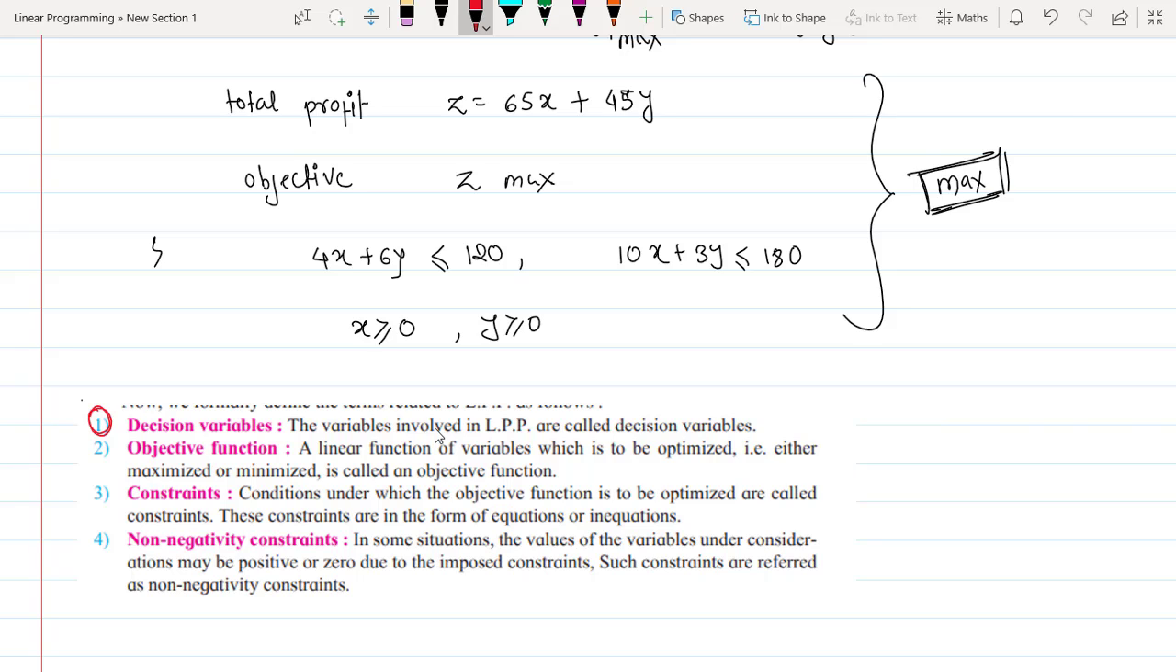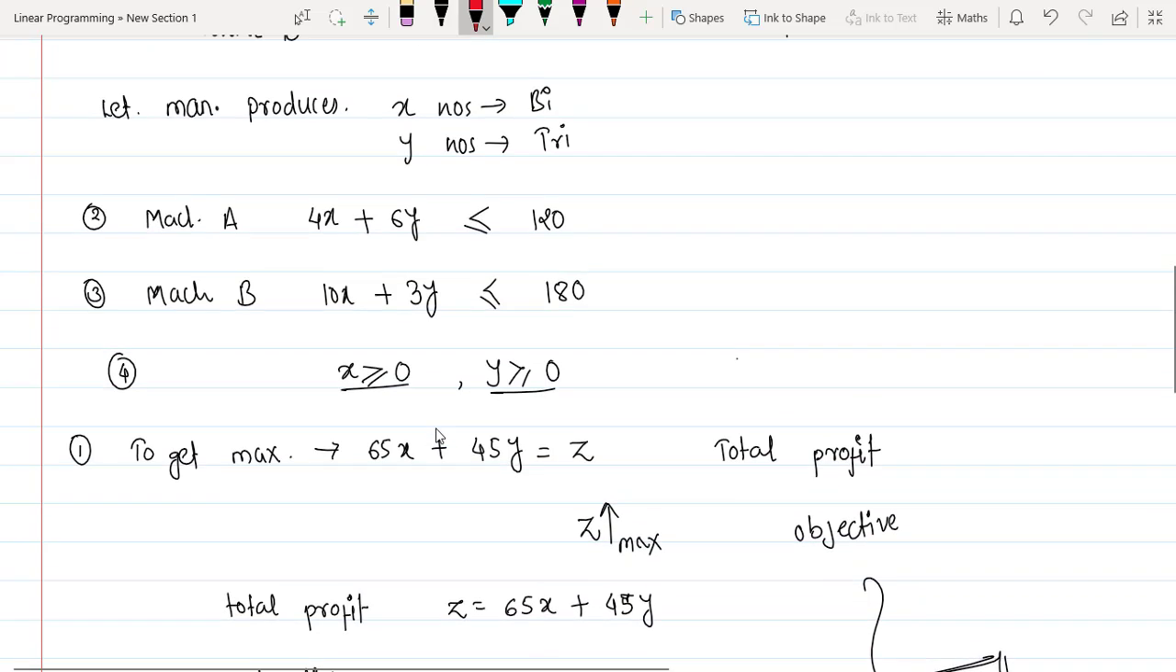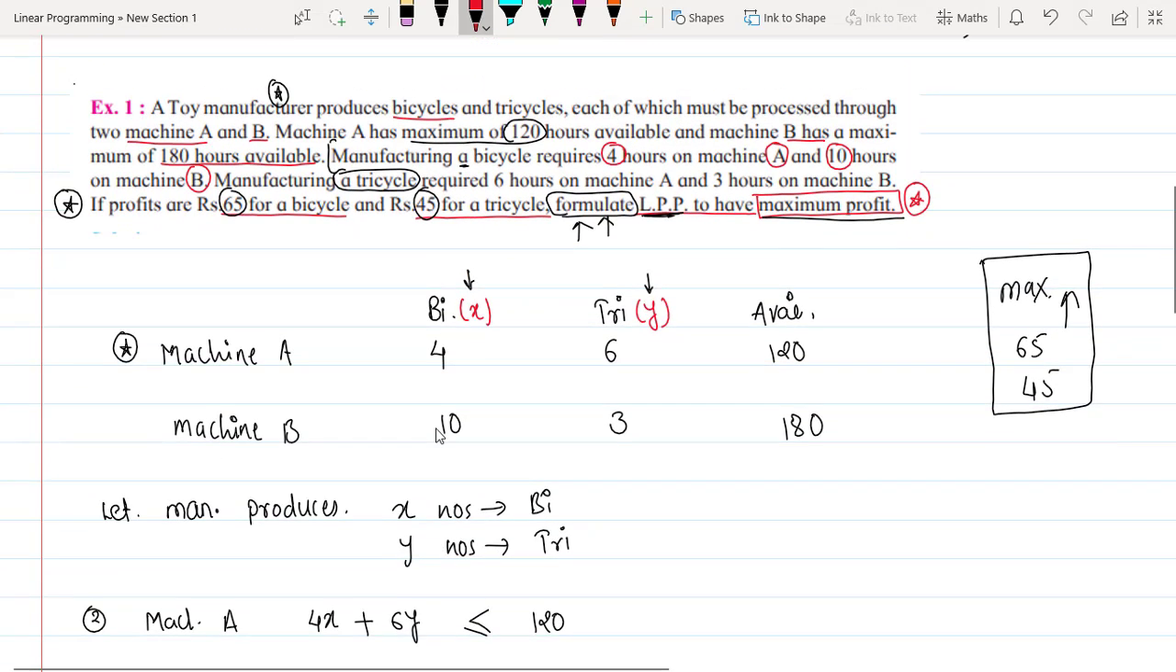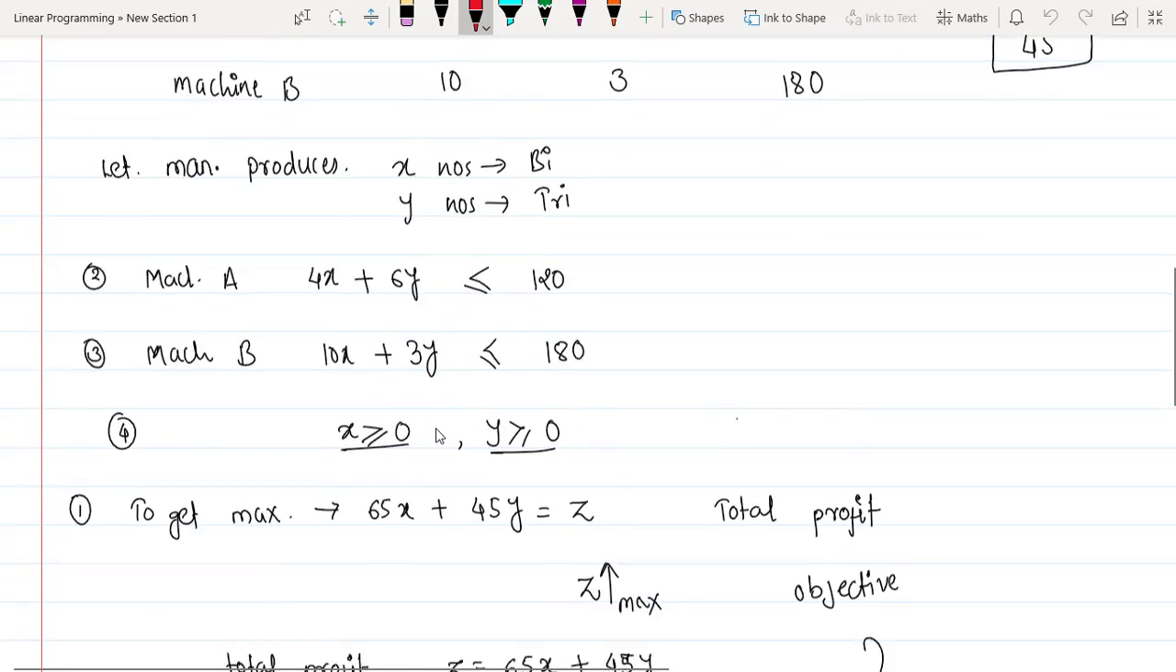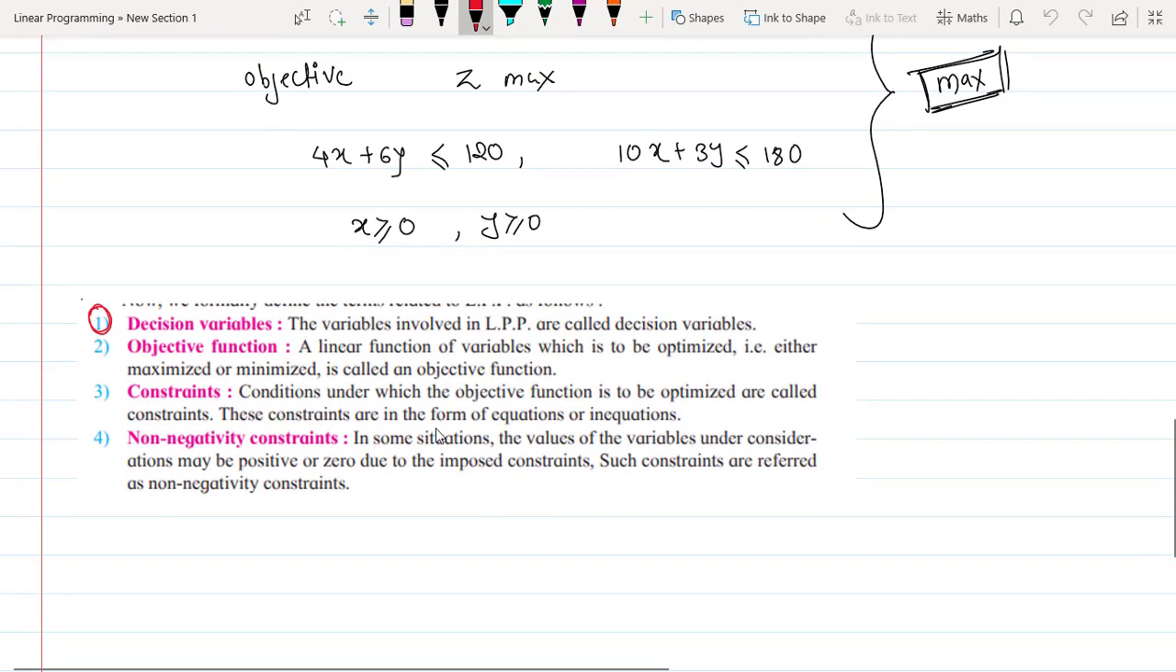If I had told you this first and then solved the example, it would be very difficult. So decision variables in this case are the bicycles and tricycles. The number of bicycles and tricycles will decide the maximum profit or minimum profit. That's why the decision variables are the bicycles and tricycles in our previous example, which decide the profit.